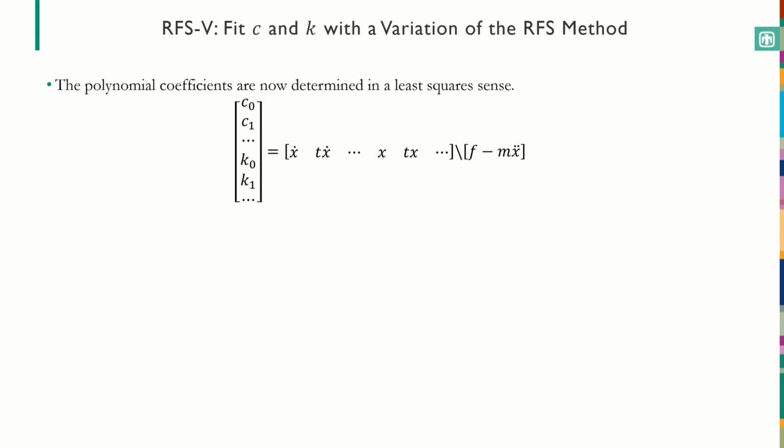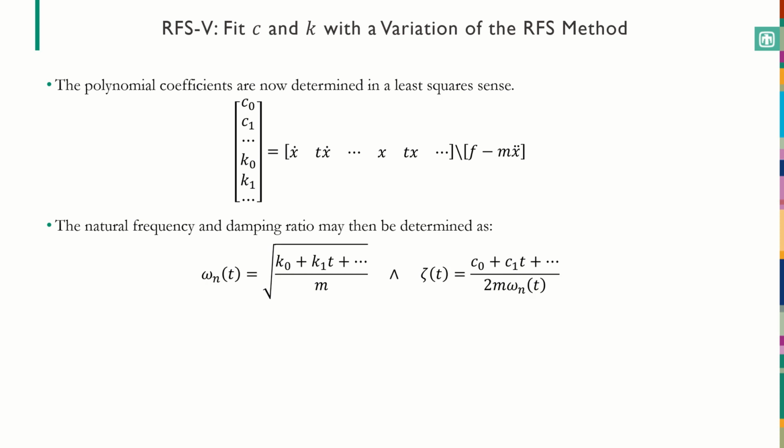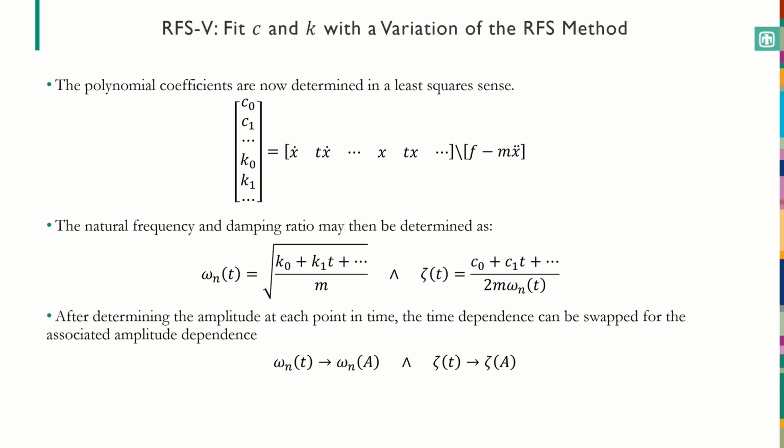With these in matrix form, the vector of polynomial coefficients can be determined by posing a least squares solution between the matrix of velocity, displacement, and time terms on the left and the forcing and acceleration term on the right. From the polynomial coefficients, you can form the time-dependent representations of c and k, and then solve for the natural frequency and damping ratio in the usual way. And now, if you can determine the amplitude at each time sample, be it from Hilbert transform or any other method, you can swap the time dependence of the modal parameters for amplitude.